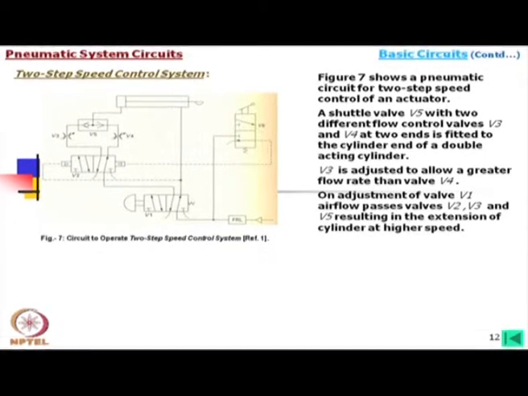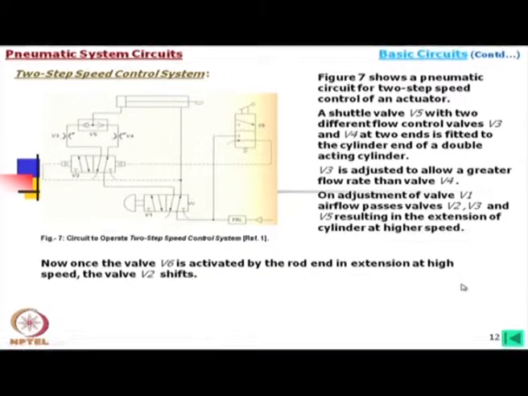On adjustment of valve V1, airflow passes valves V2, V3 and V5, the shuttle valve, in the extension of the cylinder at high speed.